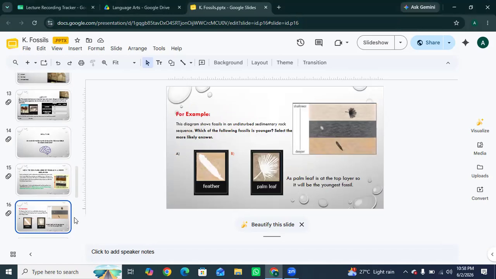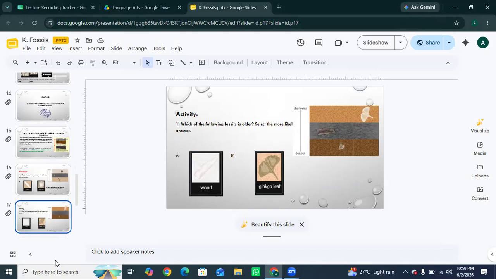So for example, this diagram shows fossils in an undisturbed sedimentary rock sequence. Which of the following fossils is younger? Select the more likely answer. Feather or palm leaf. As the palm leaf is at the top layer, it will be the youngest fossil.